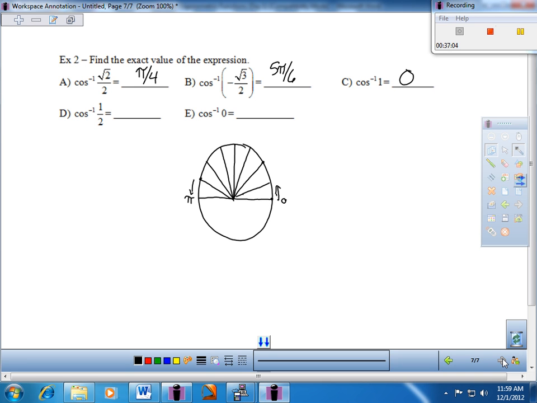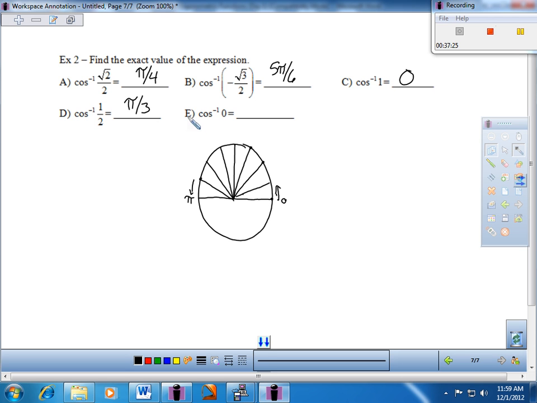Okay, next one. Inverse cosine of 1/2. And so here we go, inverse cosine of 1/2. Let's travel around. Where am I getting a cosine ratio of 1/2? Not here, that's root 3 over 2. Not here, that's root 2 over 2. There it is. That's my cosine ratio of 1/2. And so as a result, what's that angle? Pi over 3.